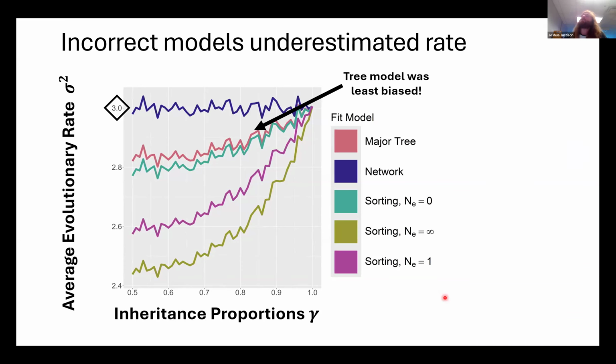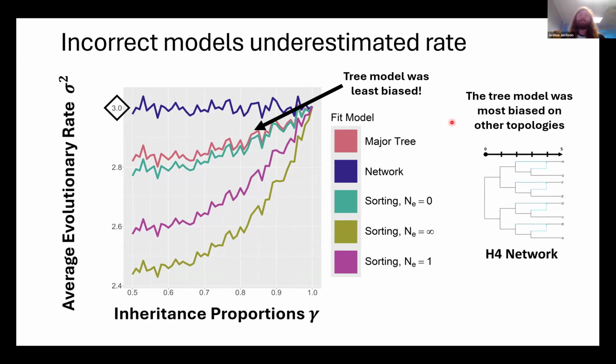Another thing we can notice here is that in this case, the tree model was the least biased, and this might be kind of a comforting result. We don't always have networks, so sometimes we have to fit tree models to trait evolution. However, that comfort should be tempered a little bit because this seems like it's context dependent. The tree model was actually the most biased depending on which network we were using.